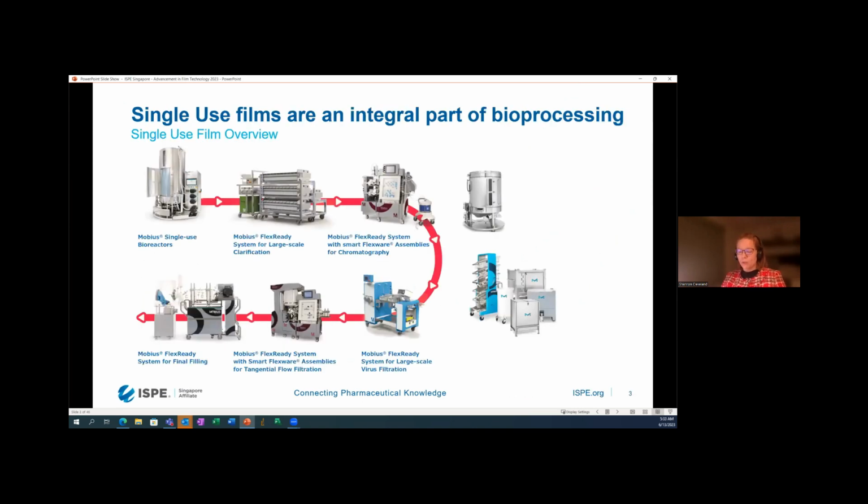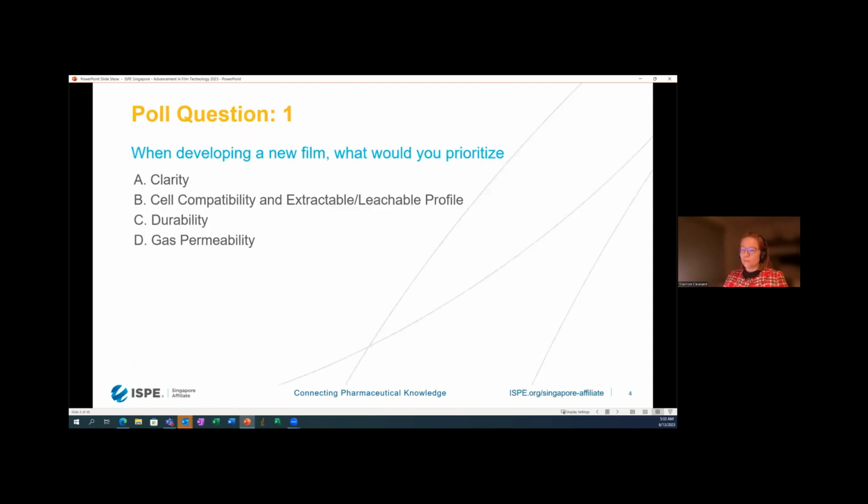Single-use films can be used throughout the unit operations of bioprocessing. Here I show the film being used in our Mobius bioreactors, flex-ready flow paths, mixers, storage systems, and transportation bins.